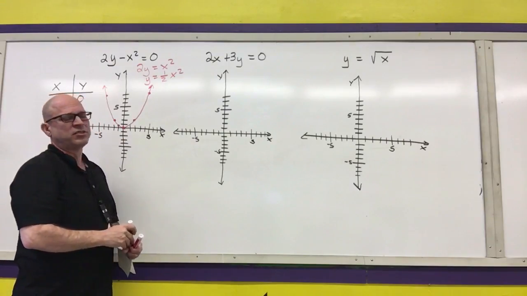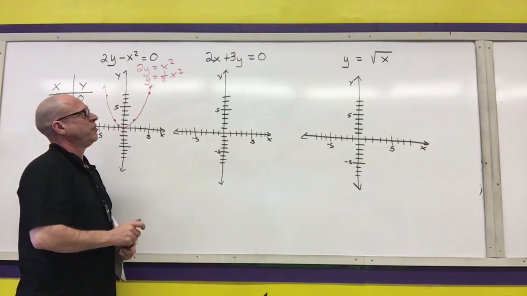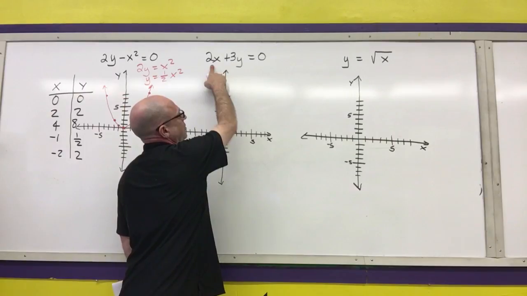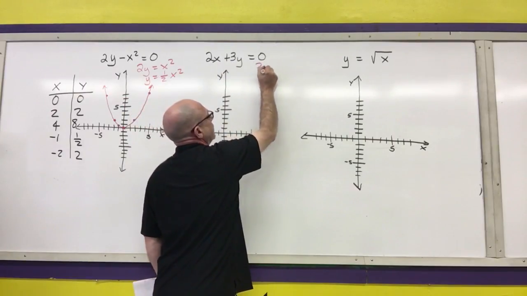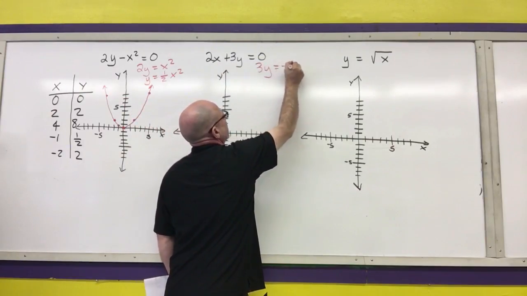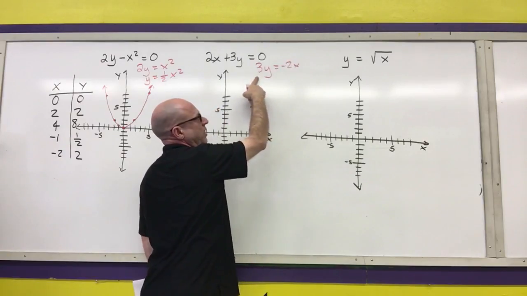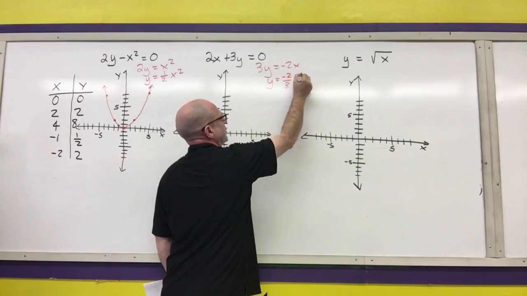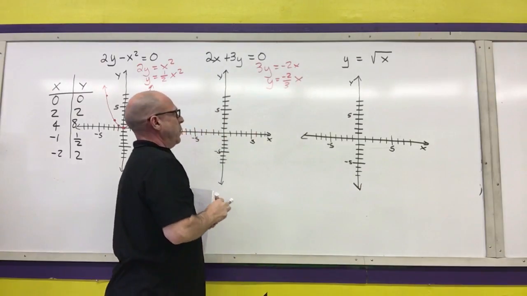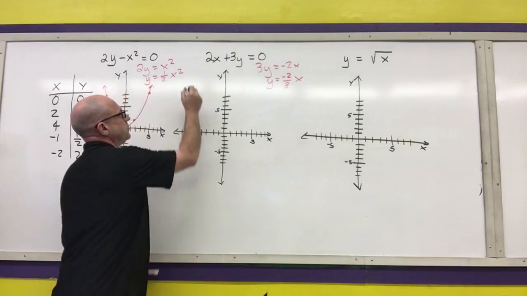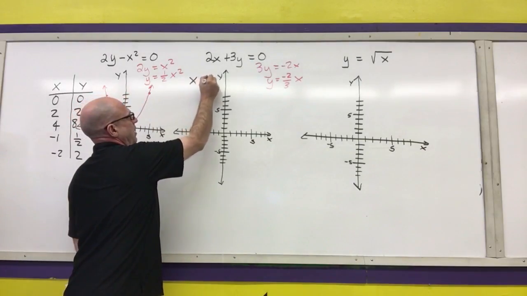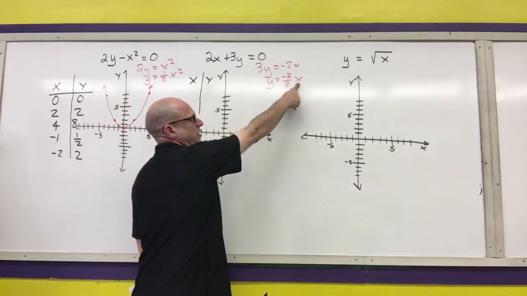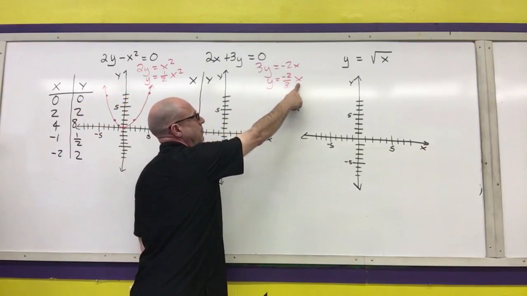Again, the first step is to solve the equation for one of the variables. I'm going to again solve for y, so my first step would be to subtract 2x from both sides, and then divide both sides by 3, and I get y equals negative 2/3 x. Again, I'm going to want to make a table of values. So I have my x's and my y's. I solved for y, so I want to substitute in values for x.